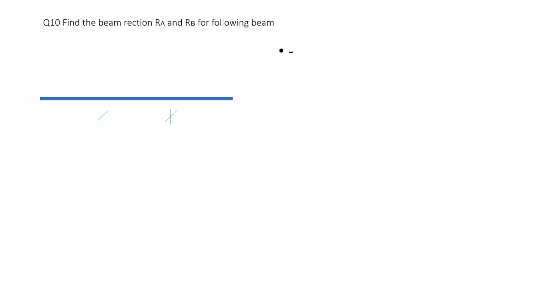Next, let us find the RA and RB for a different beam. Now it is 2 meter, 1 meter and 2 meter from A to B. At C there is a point load of 40 kilonewton, and at D there is a clockwise moment of 5 kilonewton meter. How we find the reaction RB?